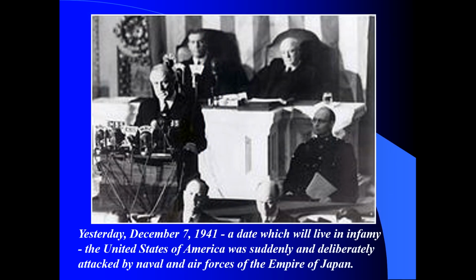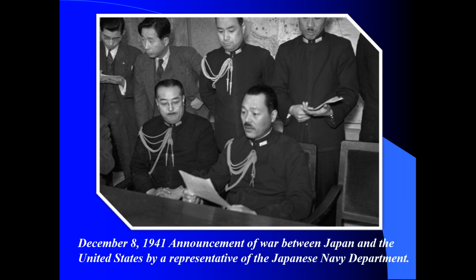President Roosevelt's famous declaration of war against Japan began with "Yesterday, December 7, 1941, a date which will live in infamy. The United States of America was suddenly and deliberately attacked by naval and air forces of the Empire of Japan." Thus began World War II. On December 8, 1941, an announcement of war between Japan and the United States by the representatives of the Japanese Navy Department was officially announced.